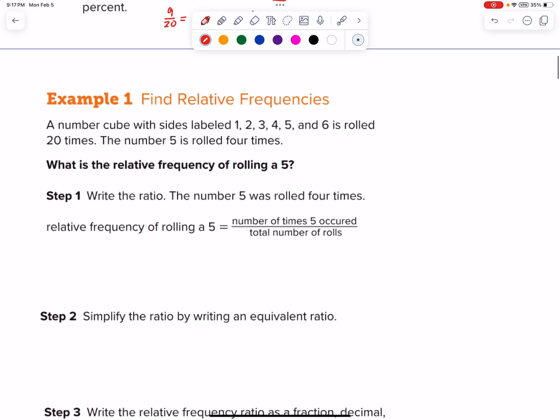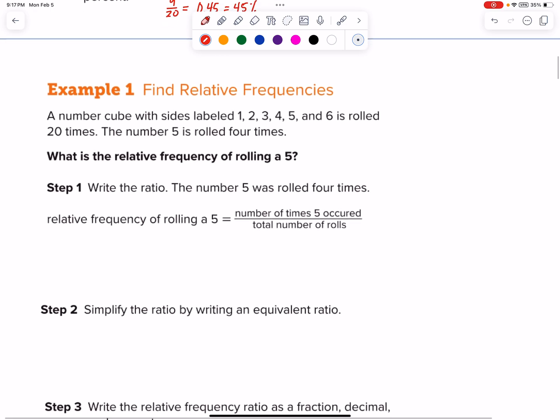But anyway, all right, relative frequencies. Here we go. Example 1, a number cube with sides labeled 1, 2, 3, 4, 5, 6. So a normal number cube rolled 20 times, and the number 5 is rolled 4 times. So what they mean by that is we rolled a number 5 four times out of the 20 times that we rolled. Okay, so there's the fraction.